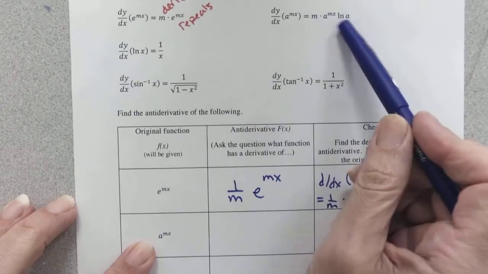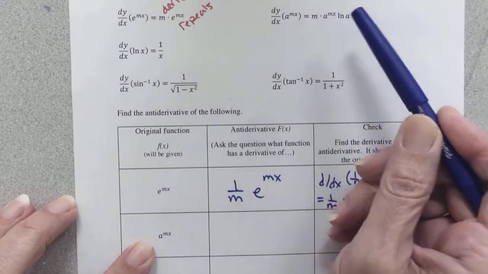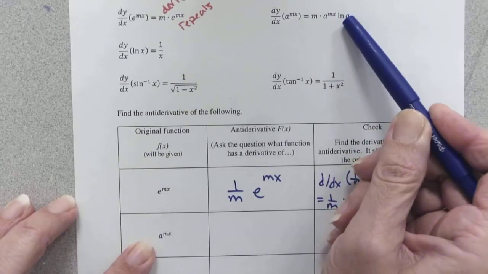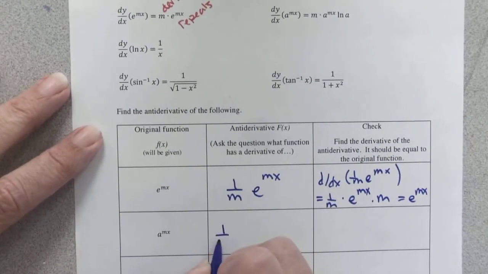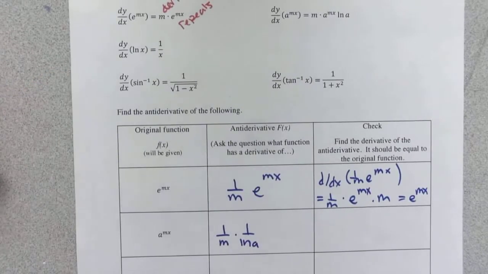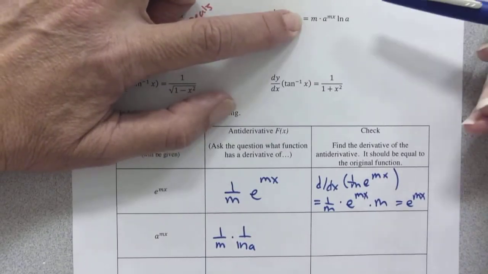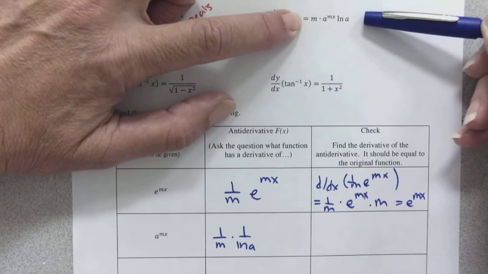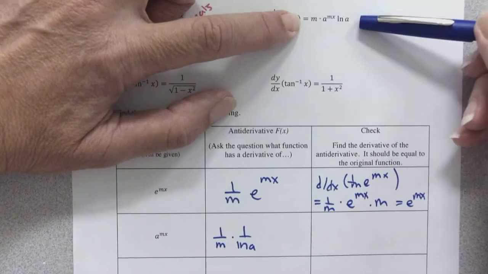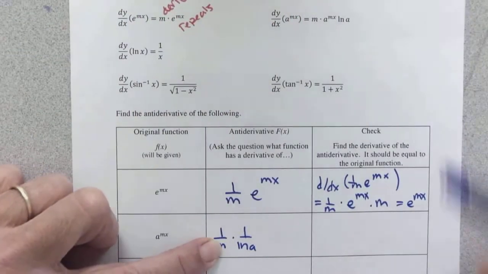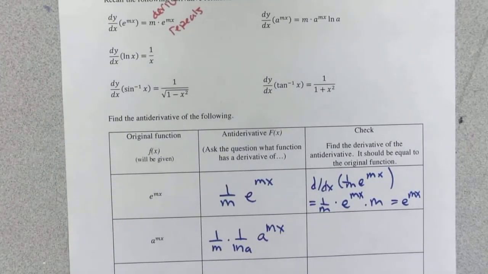A to the mx. So there's my differentiation statement over there. Multiplies by m, repeats, multiplies by the natural log of the base. So here, this is going to be 1 over m, 1 over the natural log of the base, doing the opposites. Here was the differentiation statement where I multiplied by the m, multiplied by the natural log of the base. Well, if I'm going to anti-differentiate, do the opposite. The opposite of multiplying is dividing, so 1 over m, 1 over the natural log base, and then I get the a to the mx, and that would check.